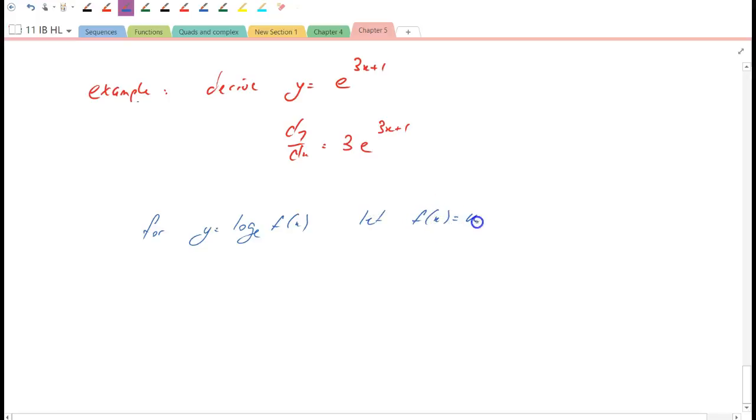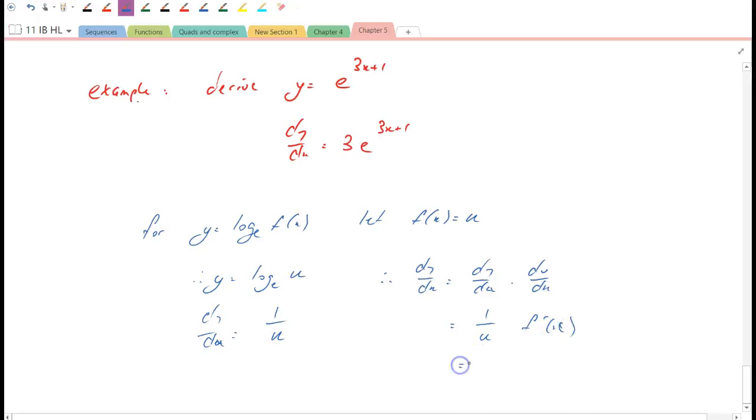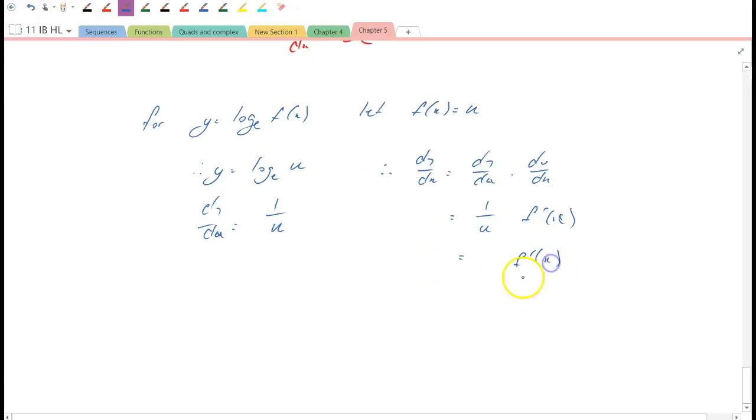Okay, how about when we have y equals log of a function of x? Similarly, we'll let f(x) equal u, so therefore y is equal to log u. I know that dy/dx is equal to 1 over u. I've just found that up the page a little bit. Therefore dy/dx will equal dy/du times du/dx. Now dy/du is 1 over u, du/dx is f dash x. So what I end up with is f dash x over u, which is f of x.